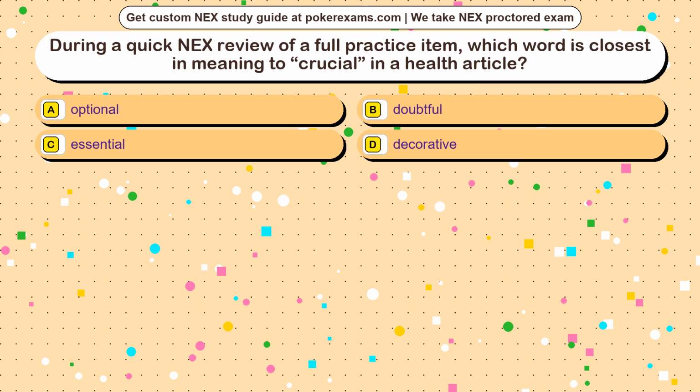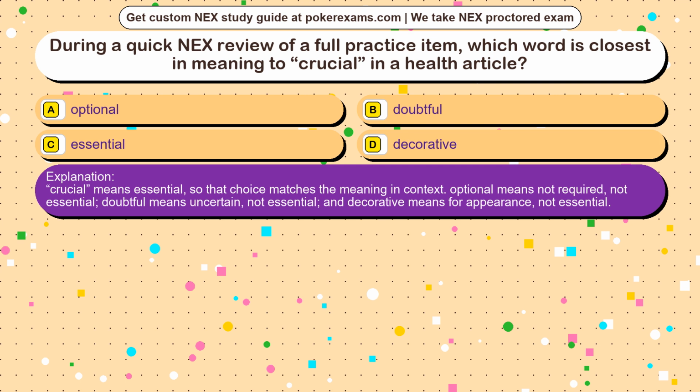The correct answer is option C. Crucial means essential, so that choice matches the meaning in context. Optional means not required, not essential, doubtful means uncertain, not essential, and decorative means for appearance, not essential.